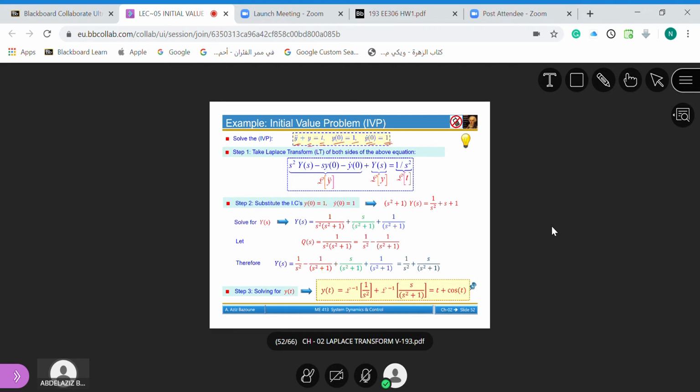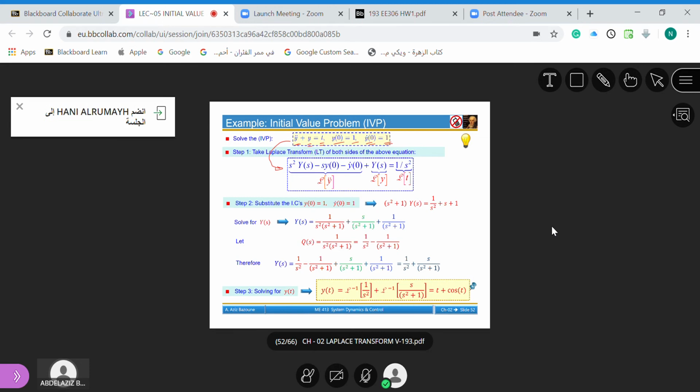So now if we take the Laplace transform of both sides of this equation, the Laplace transform of the second derivative of y will be s squared Y of s minus s y0 minus y dot of 0, plus Y of s, is equal to 1 over s squared.